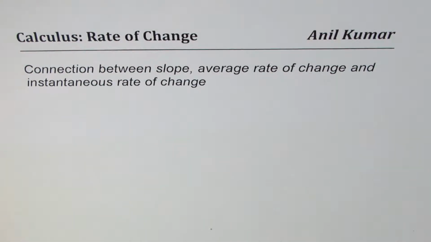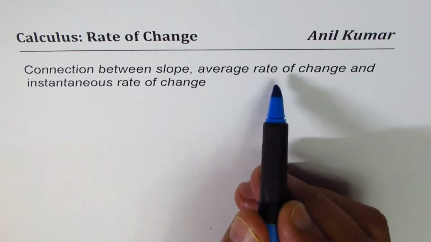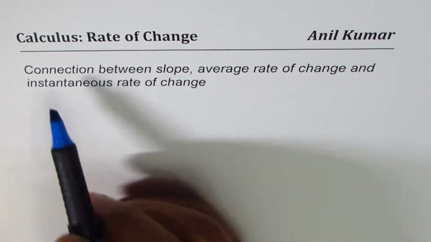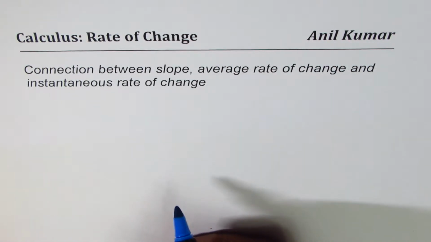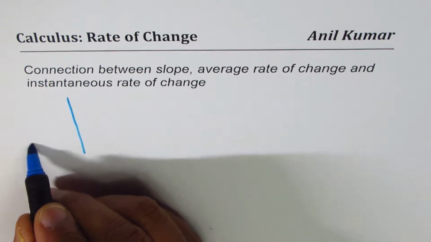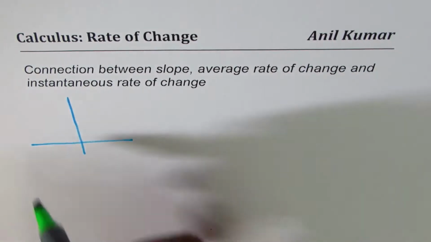I'm Anil Kumar, and in this video we will understand how rate of change is related with slope, average rate of change and instantaneous rate of change. So we'll try to find the connection between them. Let's begin with a small sketch. Let me sketch a quadratic function to explain the idea.